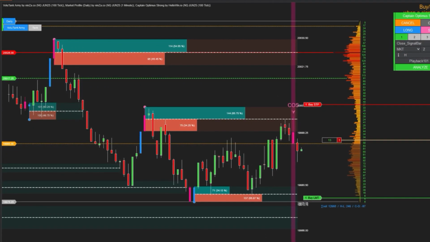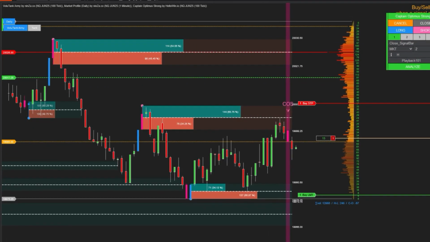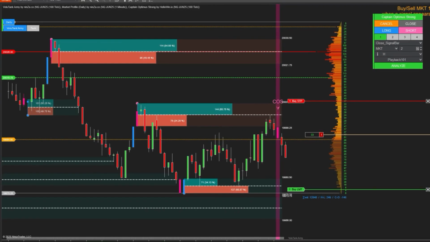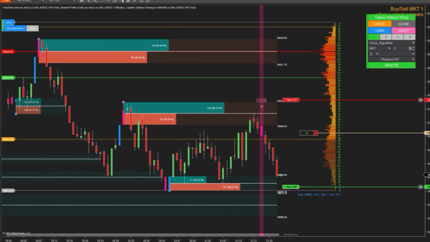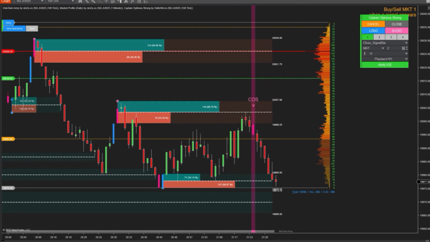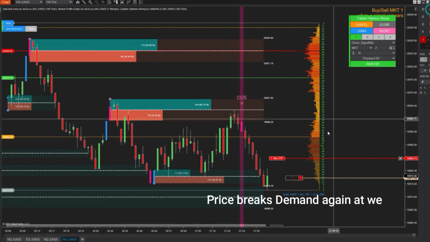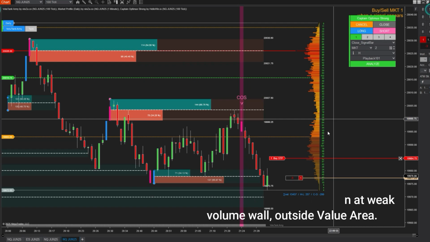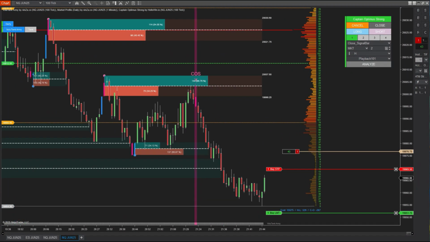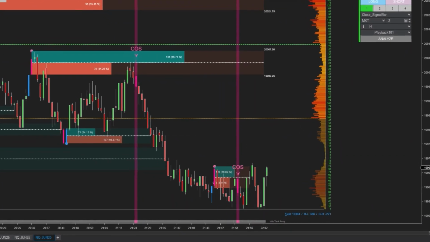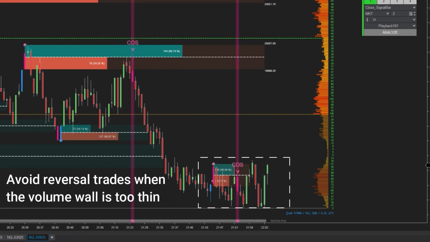low volume areas. So instead of looking for a breakout trade, it's smarter to wait for a reversal signal from VoluTank Army, ensuring better timing and better alignment with supply-demand dynamics. At this point, you can see that price is breaking out of the value area. In this case, we avoid taking reversal trades.